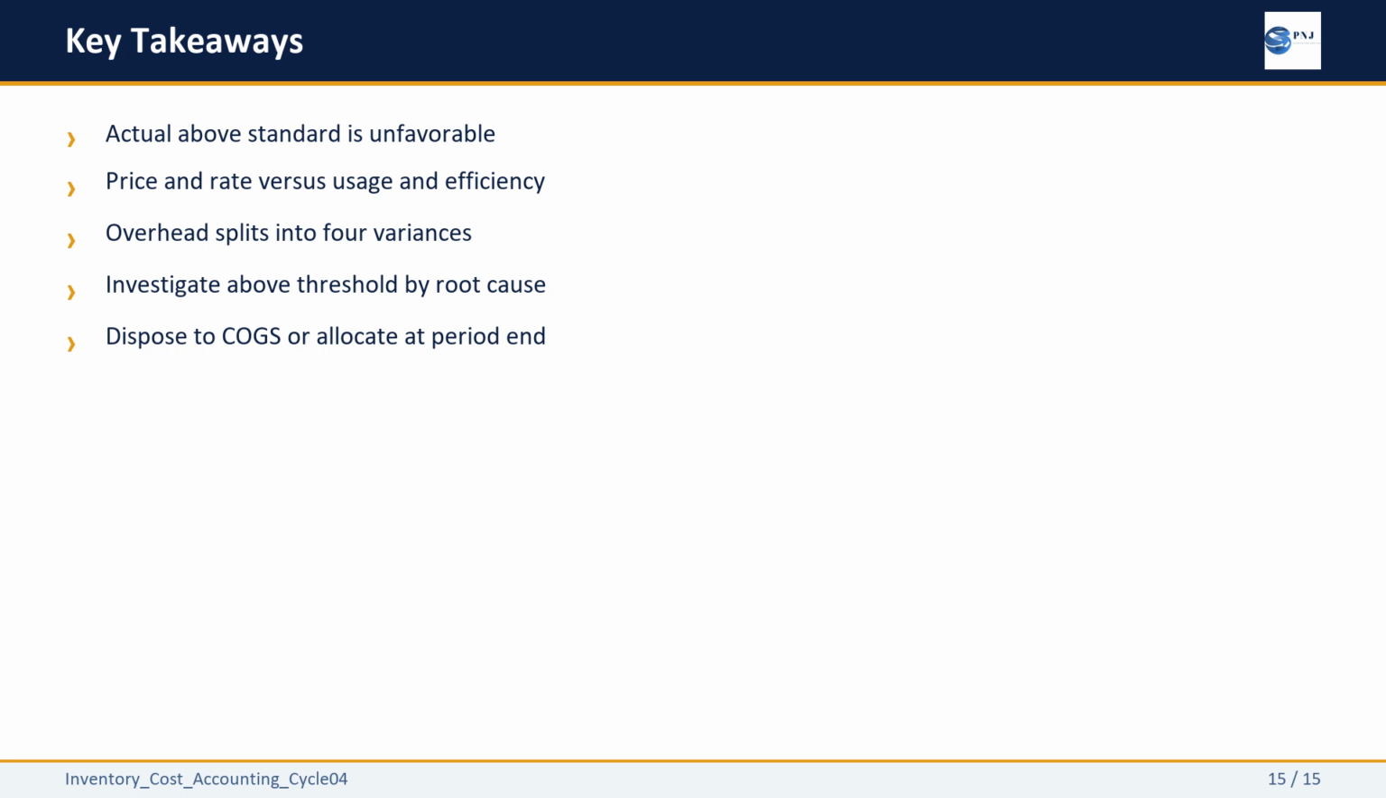Investigate only what clears your threshold, and classify each one by root cause before acting. At period end, immaterial variances close to cost of goods sold, while material ones get allocated across inventory and COGS next. In Phase E, we move to inventory control and valuation.